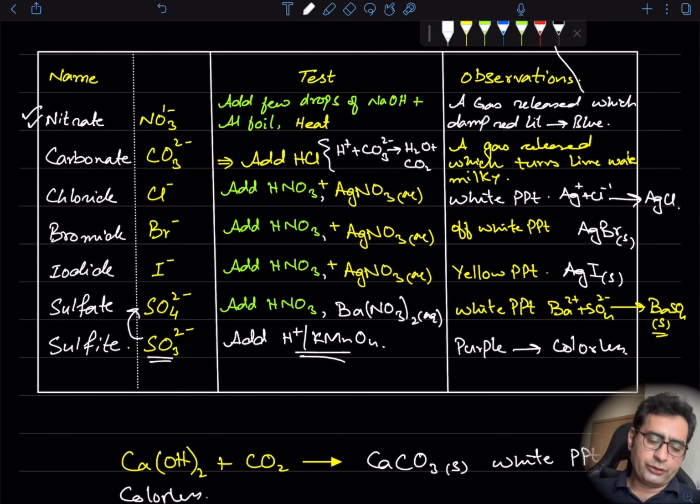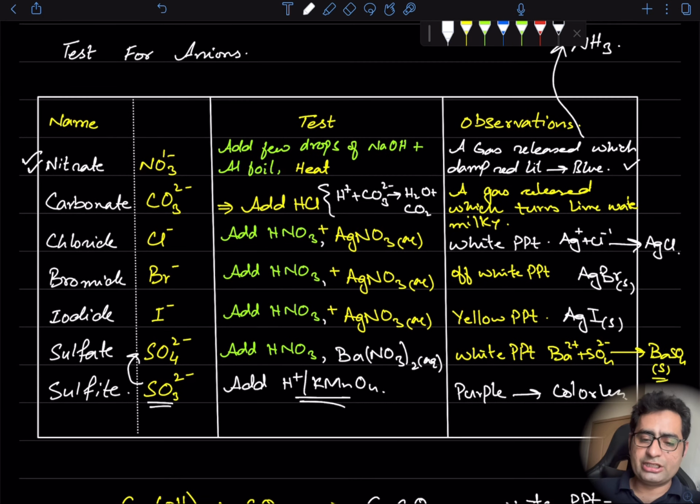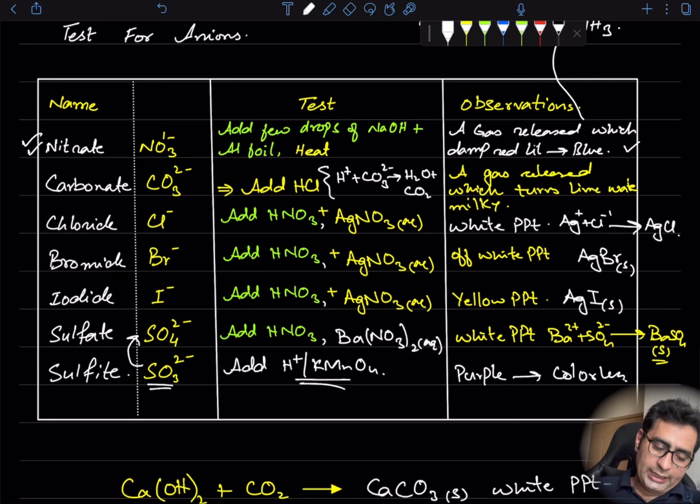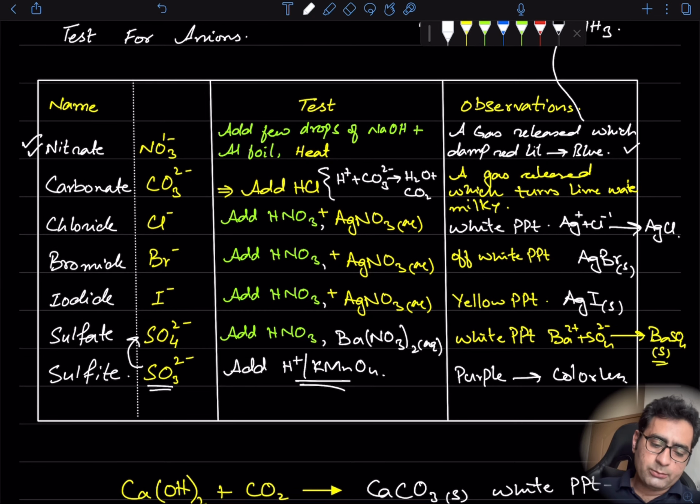Now again I repeat, for nitrate, add dilute sodium hydroxide followed by aluminum and heat up, and a gas is released which turns damp red litmus paper blue. Actually, this is a conversion of NO3 negative into ammonia. For carbonate, add dilute HCl, a gas will be given off which turns lime water milky.